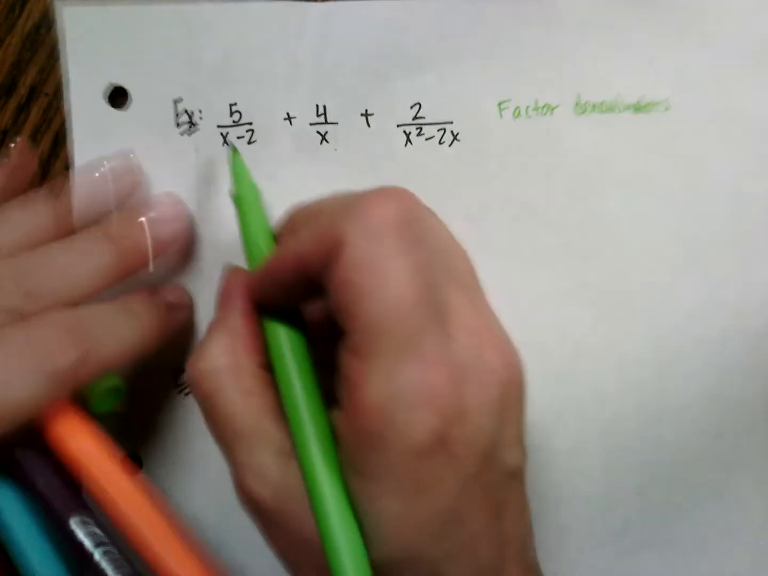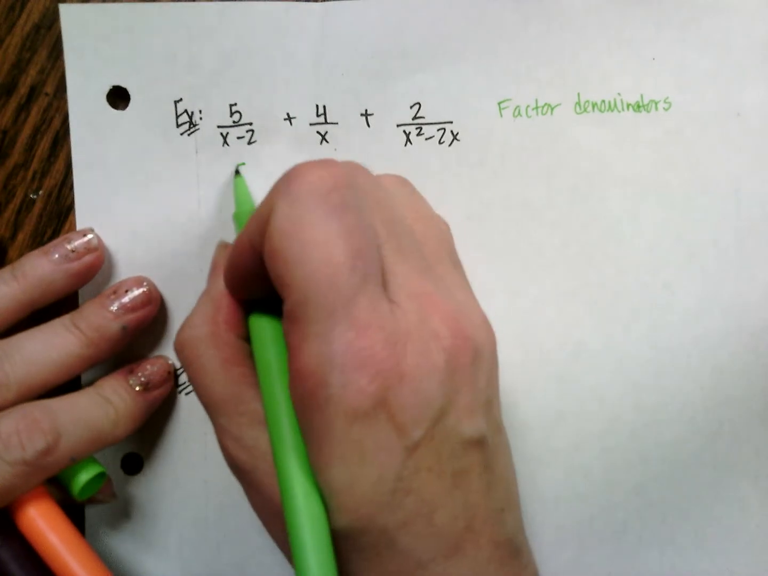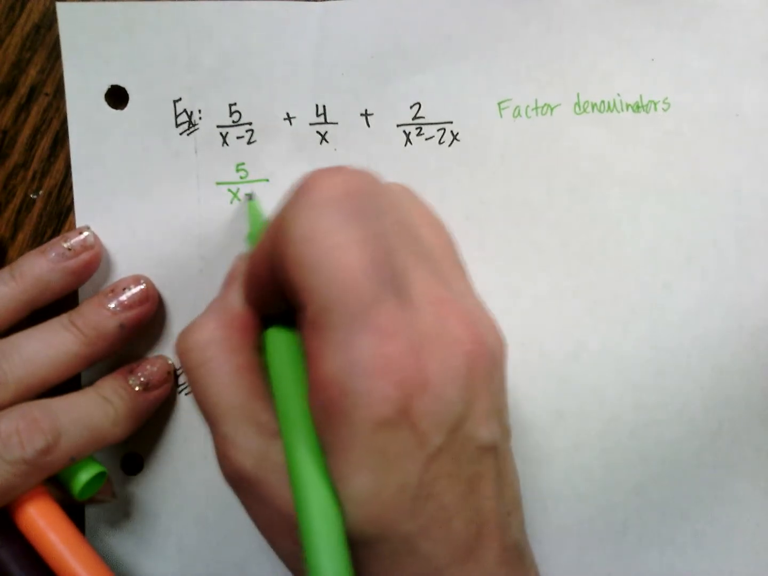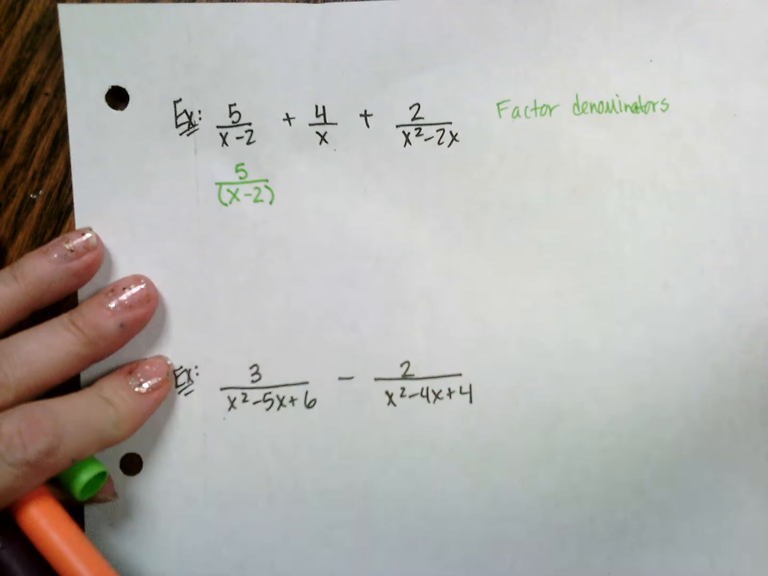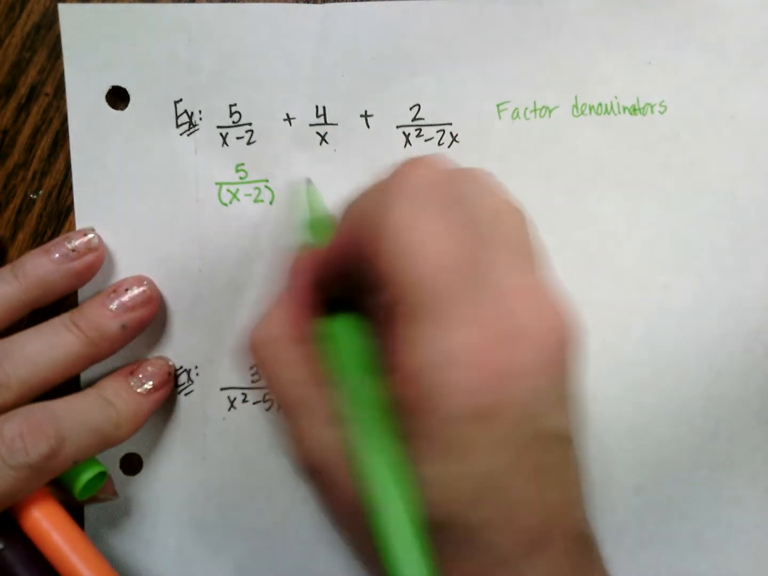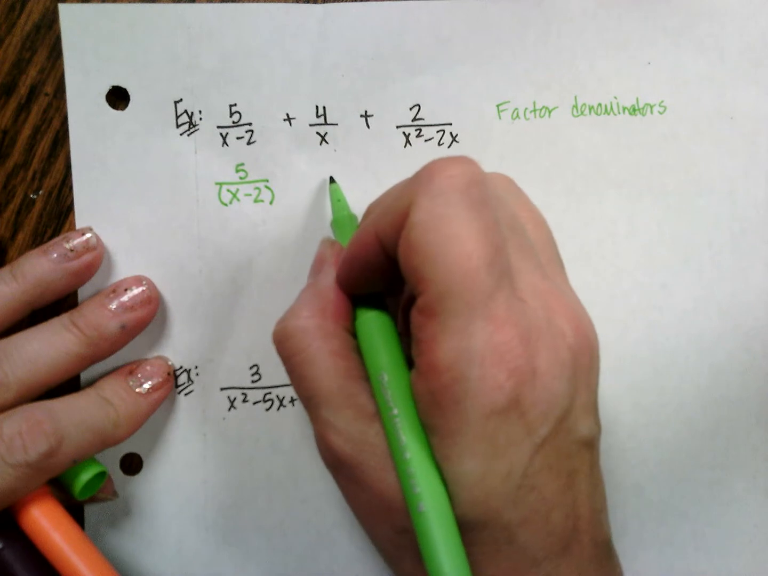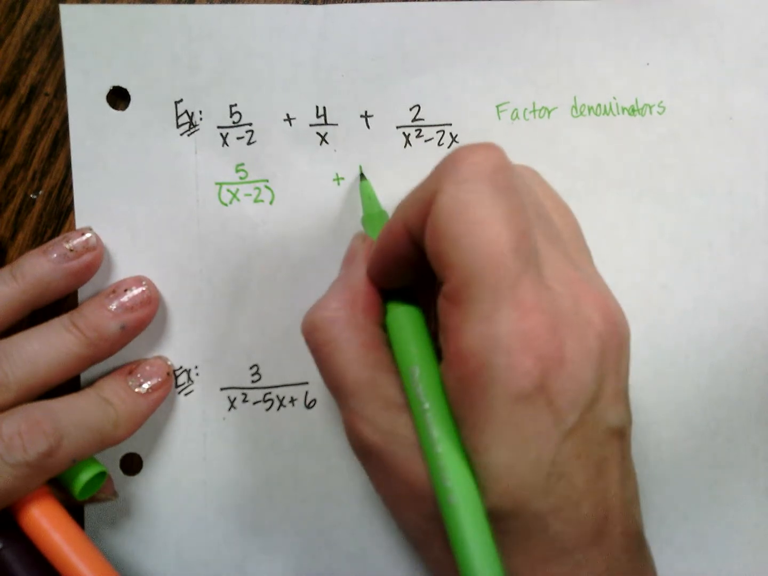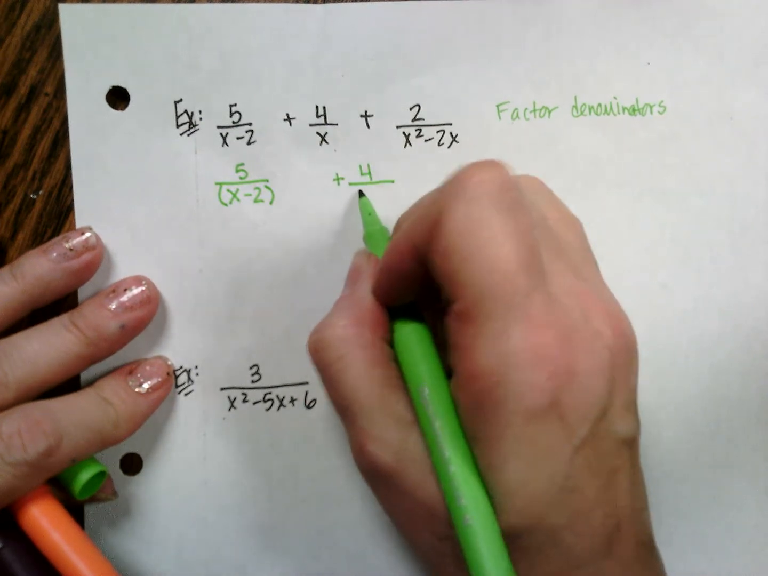So 5 over x minus 2 cannot be factored. It's already simple. But what I'll do is put it in a parenthesis just to help myself out. And then I'm going to leave some space because I know I'm going to be multiplying by things. So I'm going to go plus 4 over x.